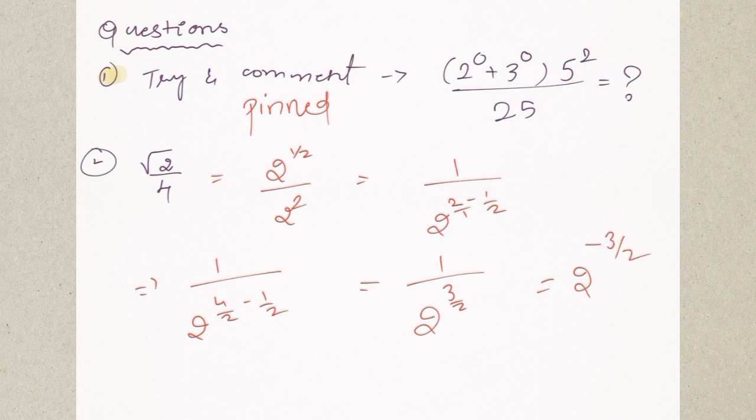Now why minus 3 by 2? Because when we have 1 by a power m, it is nothing but a power minus m. This is the law of exponent, right? So this is the final answer. Okay. Now let's look at the next question.